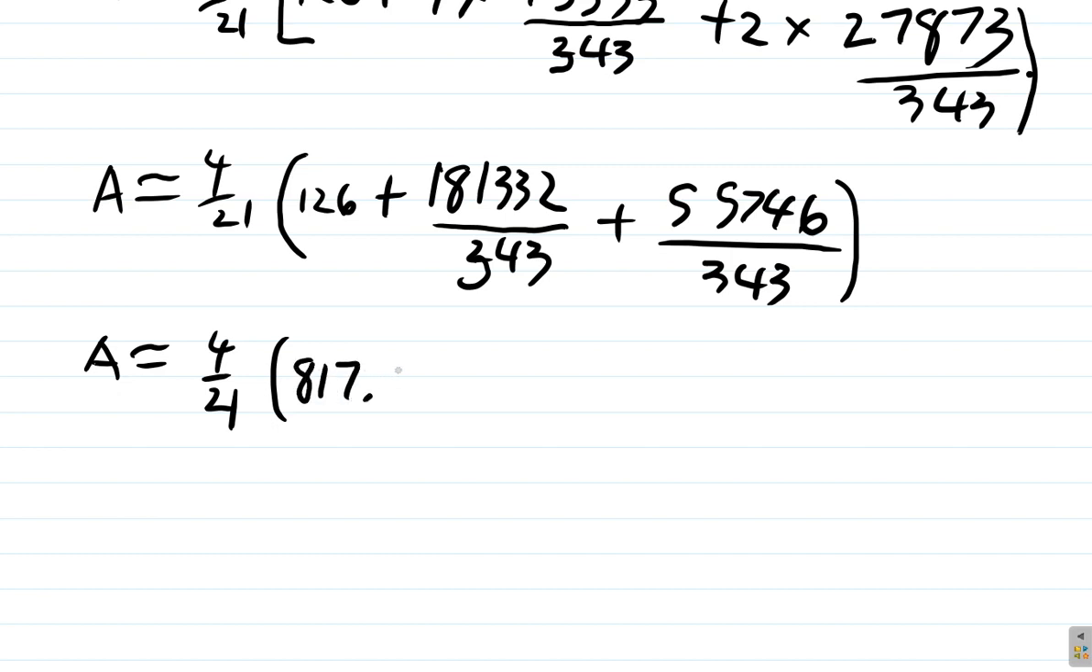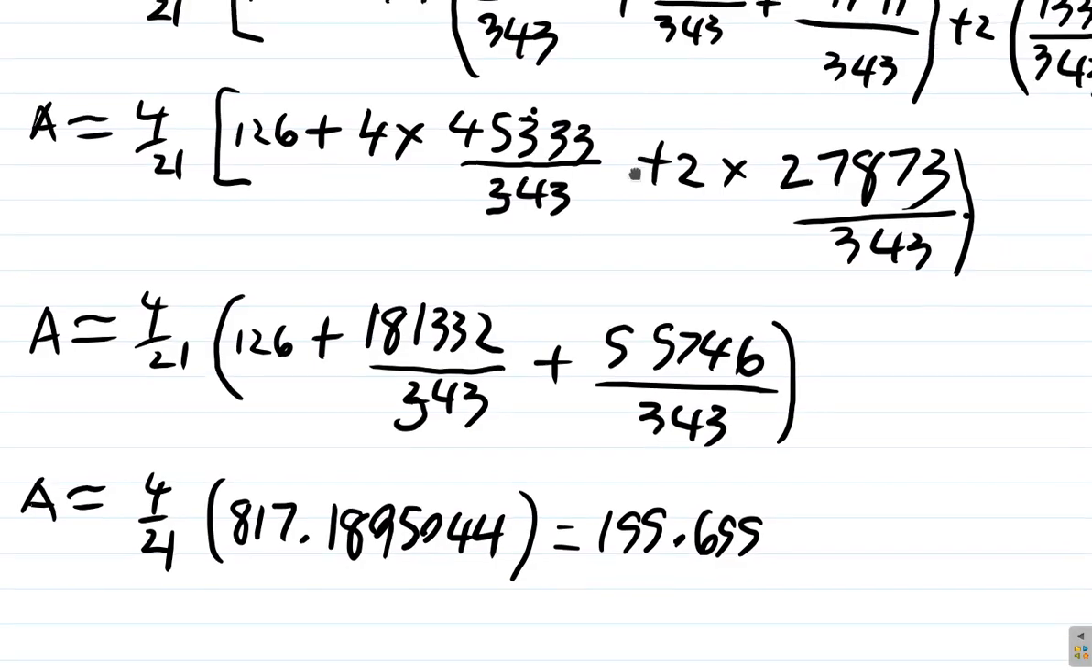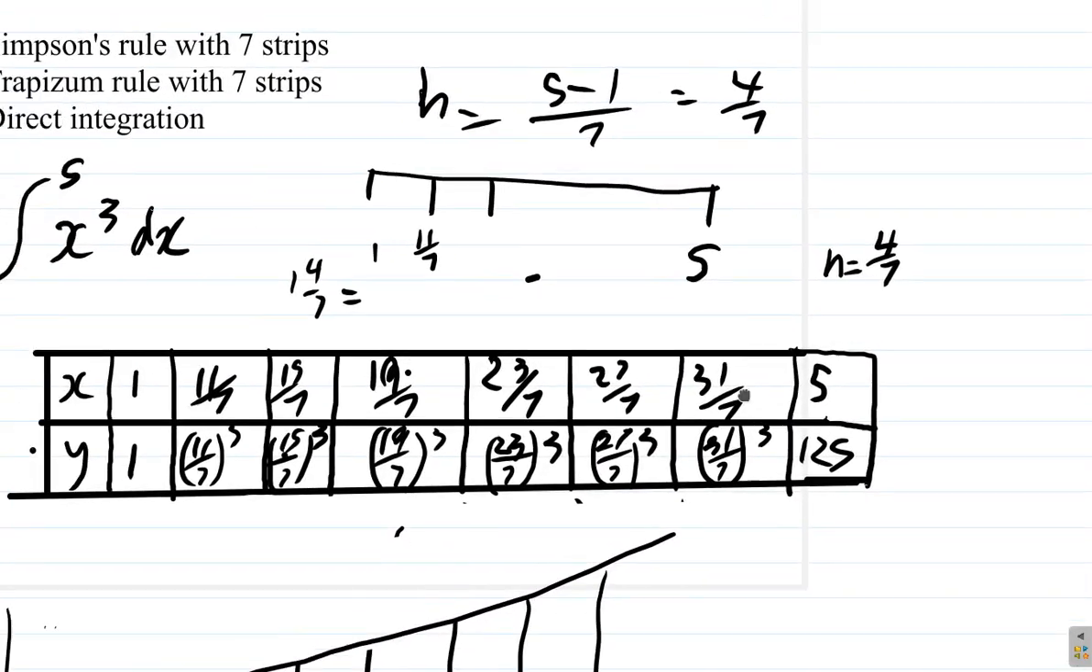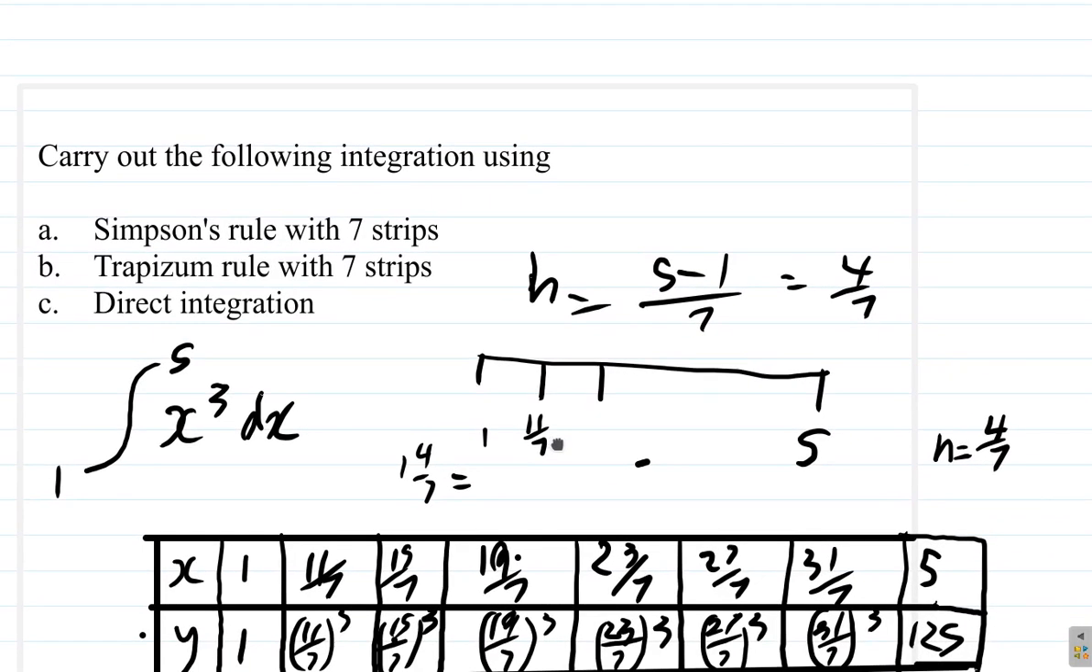I have 817.1895044, times, alright, so I added these together, and this is what I get, right? And I multiply by 4 over 21, and it equals 155.655. What was the accurate value again? Let's just use direct integration when we finish and work it out. Alright, so that was the Simpson's rule.